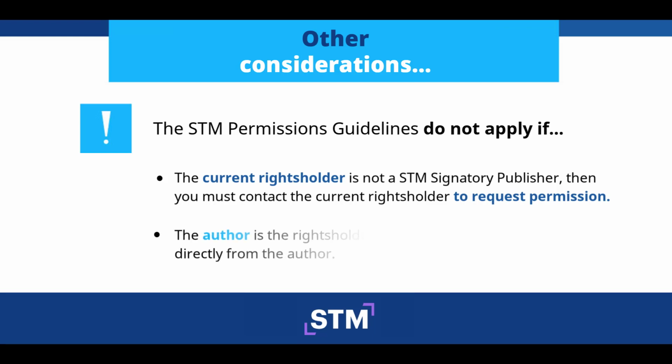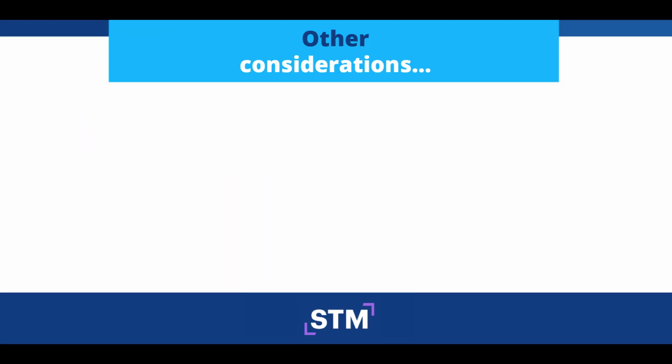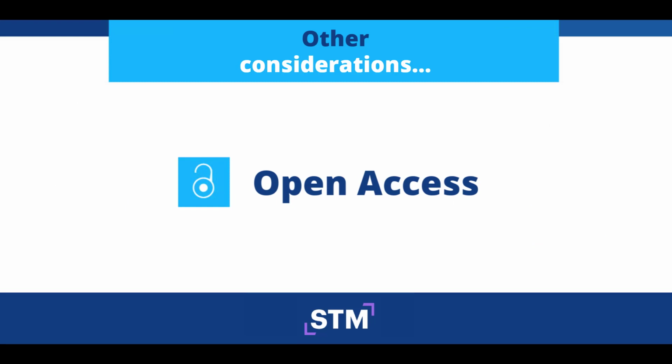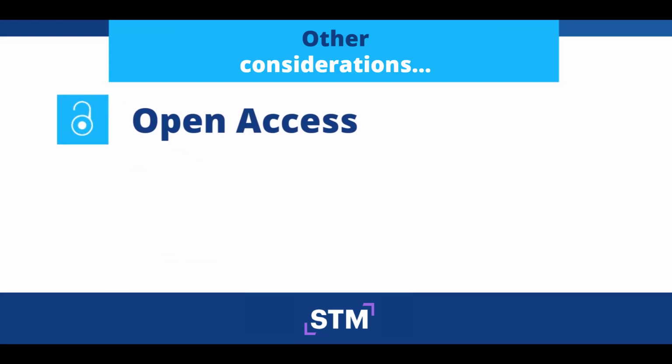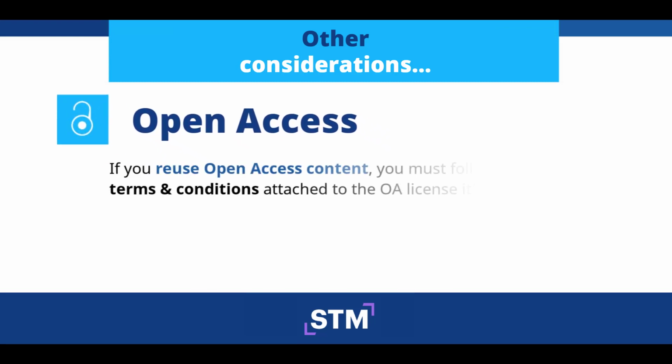If the author is the rights holder of the content you wish to reuse, you must obtain permission directly from the author, as the STM guidelines do not apply. Open access also creates some unique factors to consider. While republishing non-open access content in an open access publication is permitted under the STM permissions guidelines, there are some rules. First, if the material you wish to reuse is open access content, you must follow the specific terms and conditions attached to the OA license it's published under.